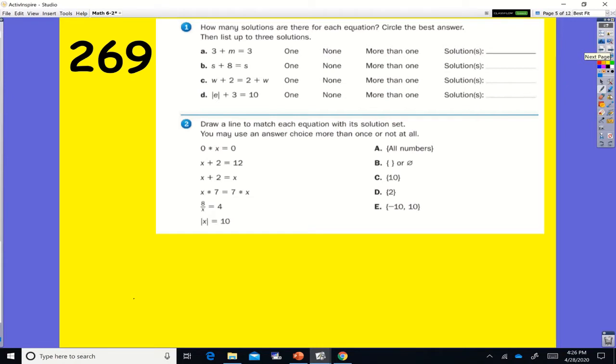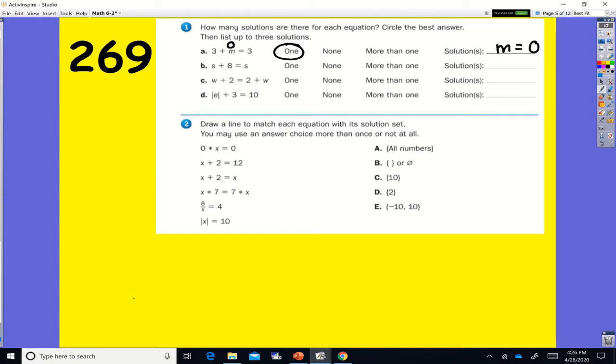What we are going to be doing is finding how many solutions there are for each equation. Circle the best answer, then list up to 3 solutions. Now, obviously, some of them might not have 3 solutions. Yesterday we talked about variables. So this is a variable here. We need to put a number in to make this true. So 3 plus what is going to equal 3? Well, if I put 0 in for this m right here, that's going to give me 3. So I have one solution, because if I put a 1 in there, 3 plus 1 gives me 4. That does not equal. So it's just going to be one solution, and the number m would equal 0.